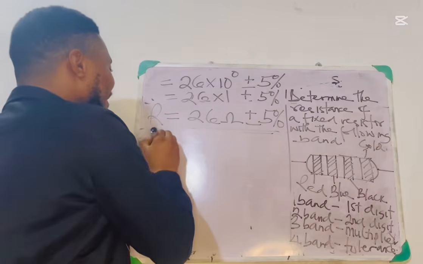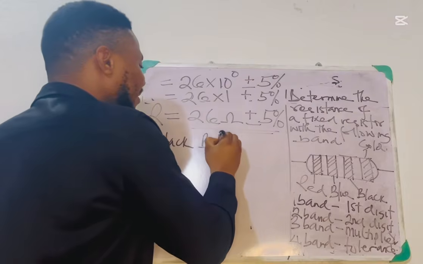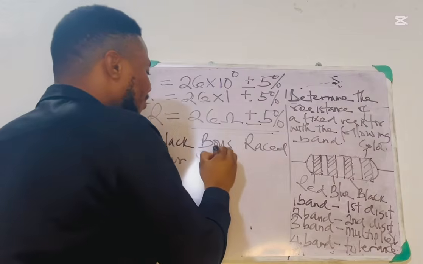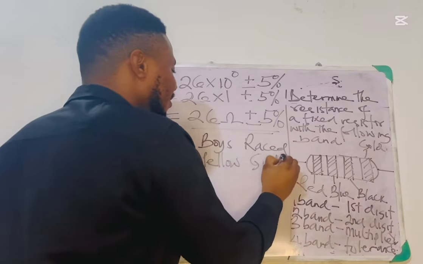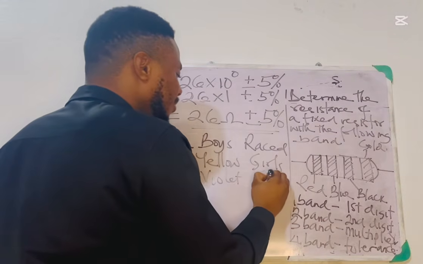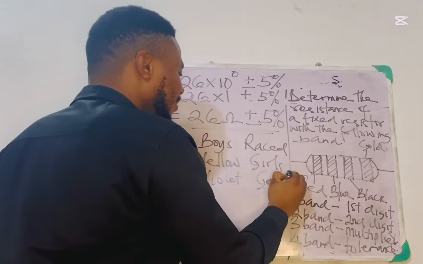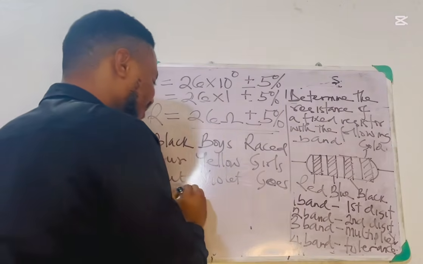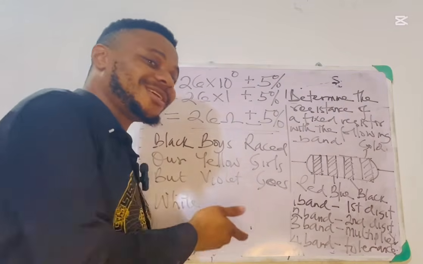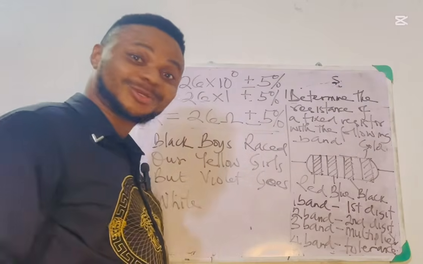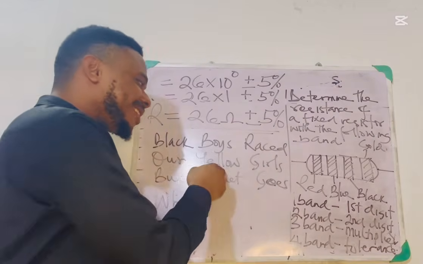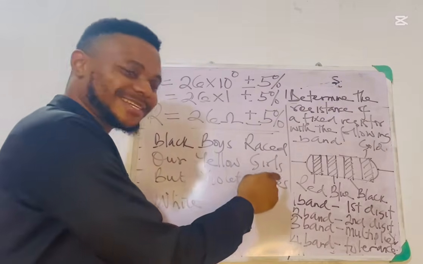I always say: black boys raised our yellow girls, but violet goes white. It sounds funny, right? And somehow unrealistic, but if this can help you to remember, it will be realistic. Black, brown, red, orange, yellow, green, blue, violet, grey, and white.